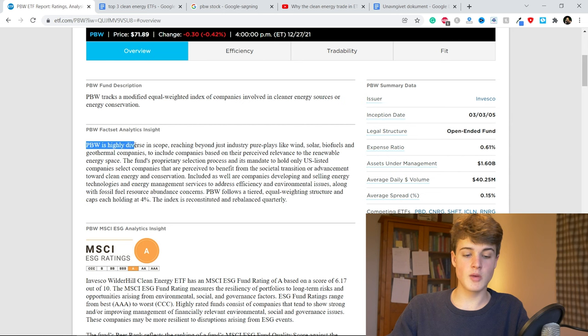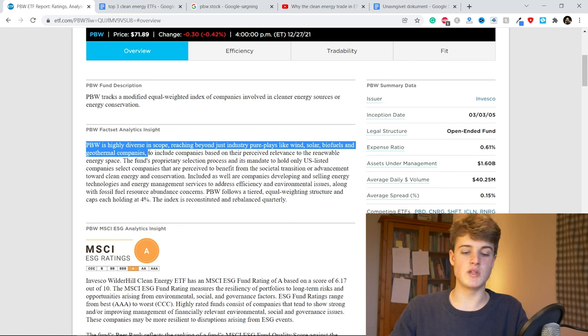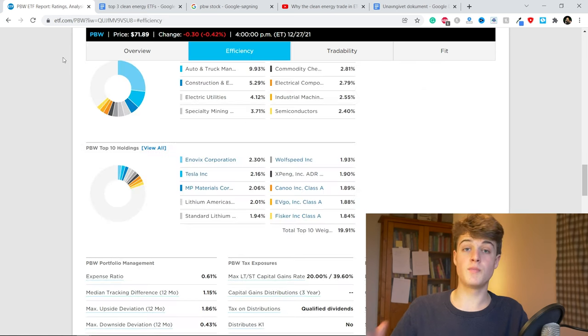First of all, PBW is highly diverse in scope, reaching beyond just industry pure plays like wind, solar, biofuel and geothermal companies, to include companies based on their perceived relevance to the renewable energy space. PBW holds 73 stocks. If you normally invest in the S&P 500, which has 500 companies, you might not think that is a lot, but it's actually a bit higher than most other clean energy ETFs.